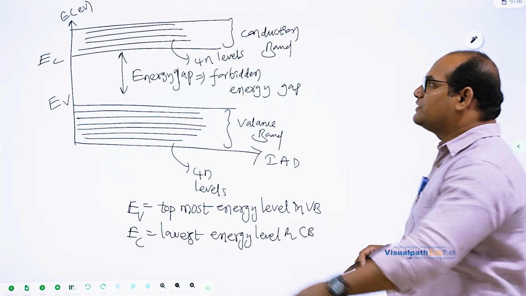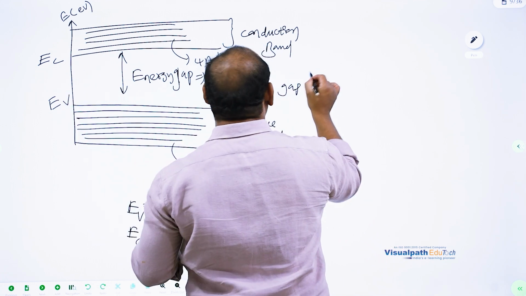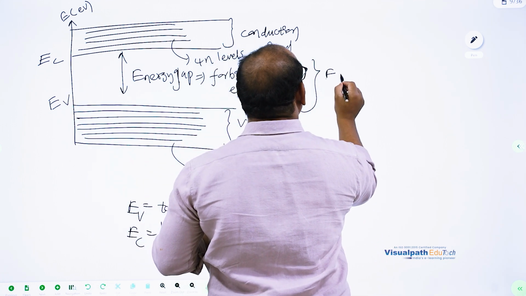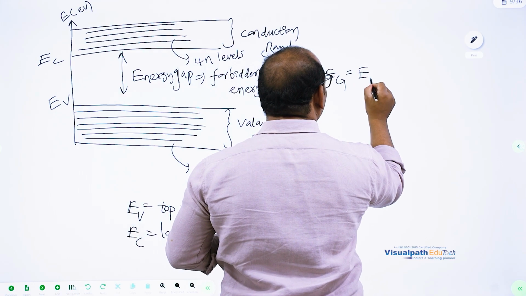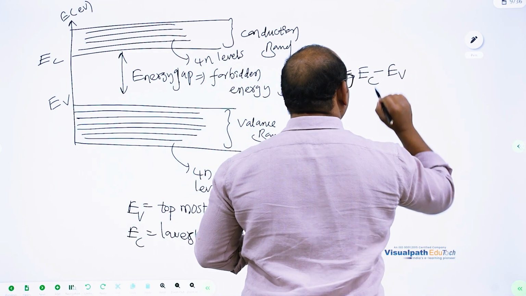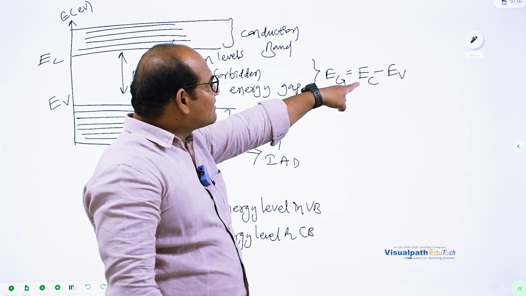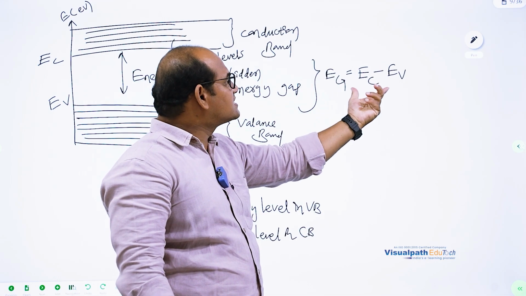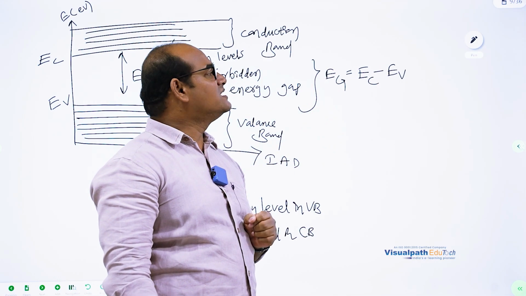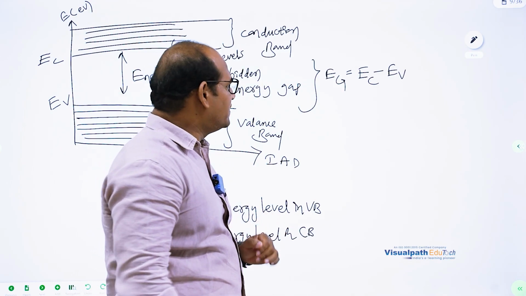Okay, and what is the gap which is available in between these two? We can give it in terms of EC and EV. So this gap I am representing with EG, energy gap. It is given by EC minus EV. Lower energy level of the conduction band minus upper energy level of the valency band. So this is called energy gap. EG is equal to EC minus EV.